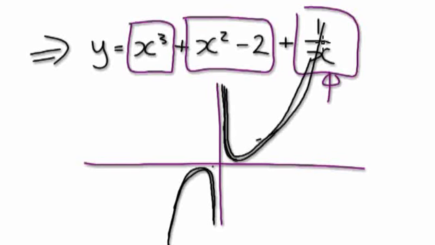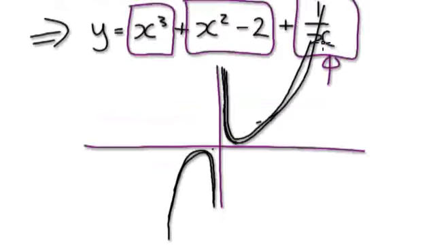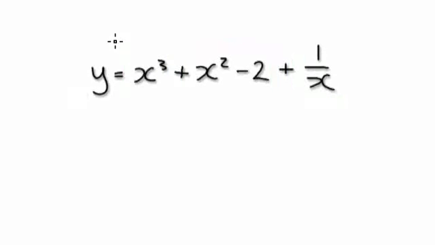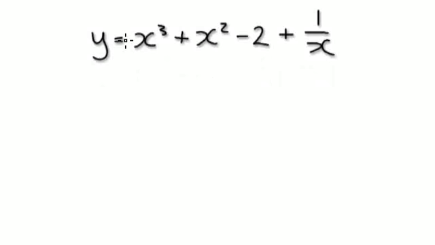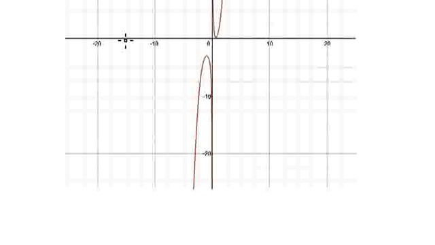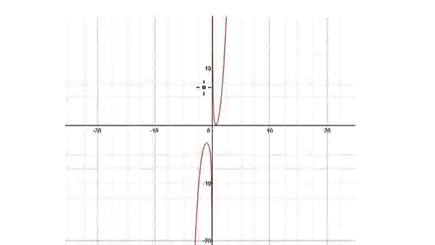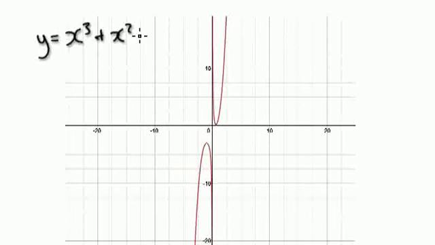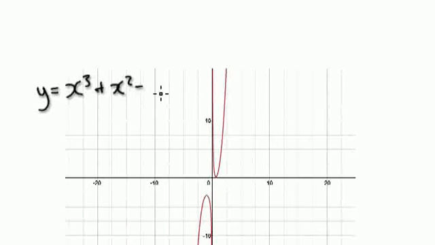Okay, so now the moment of truth. Let's really plot this on a graph plotter and see what this whole thing will look like. So it will look like this. You see? So remember, this is y equals x to the power 3 plus x squared minus 2, and then plus 1 over x.